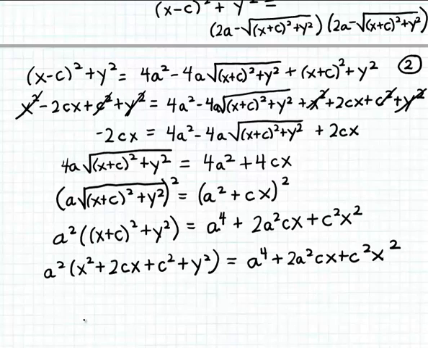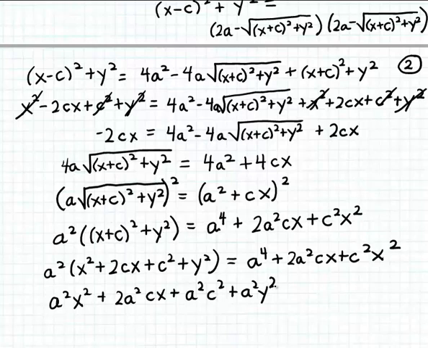Okay, now I'm going to multiply through, I think, by the a squared. So I have a squared x squared plus 2a squared cx plus a squared c squared plus a squared y squared. Everything is multiplied by a squared here, right? Is equal to a to the fourth power plus 2a squared cx plus c squared x squared.